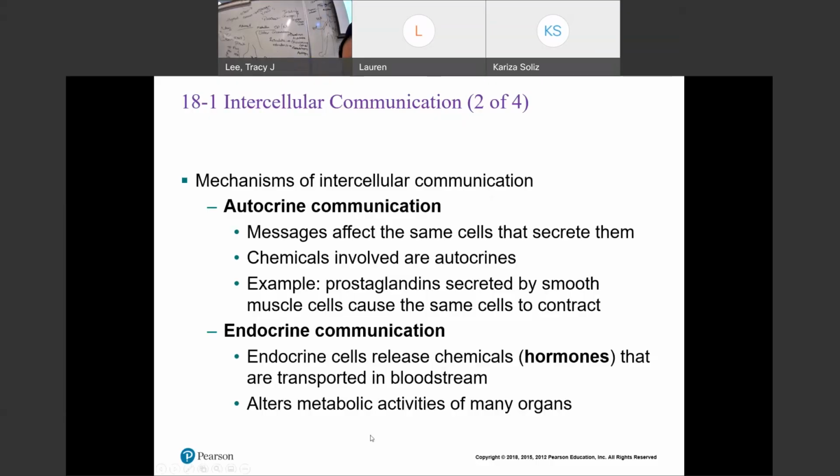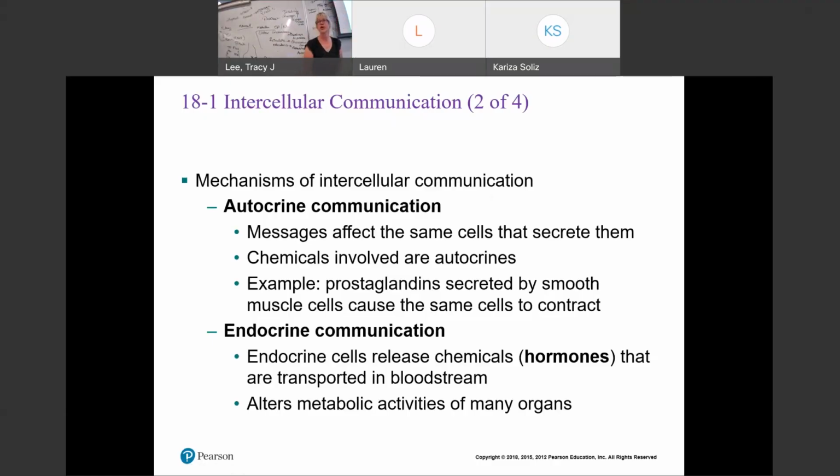Endocrine communication, I already kind of jumped to this. This is where we're sending a long-term signal. It's traveling through the bloodstream, and it is affecting target cells, probably pretty far away from the origin of the hormones. Long-term or endocrine hormones tend to last for a long time.